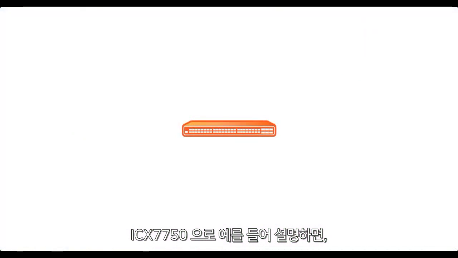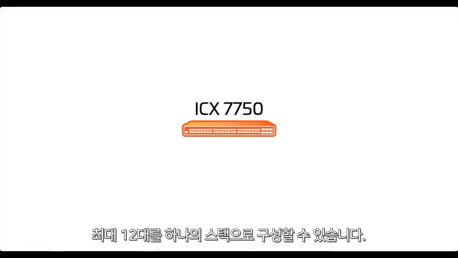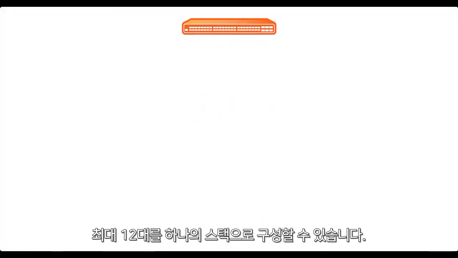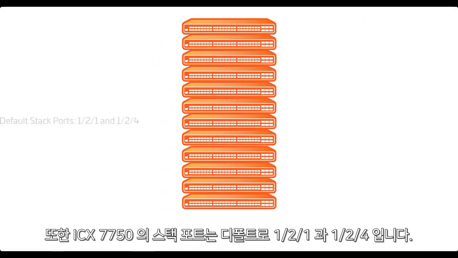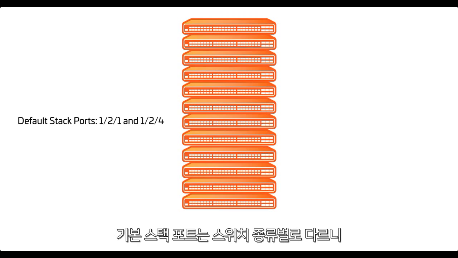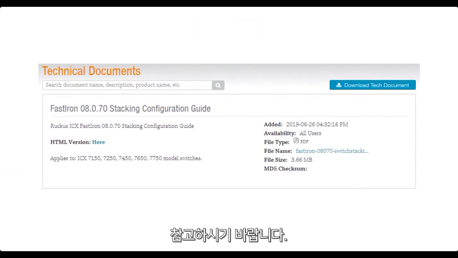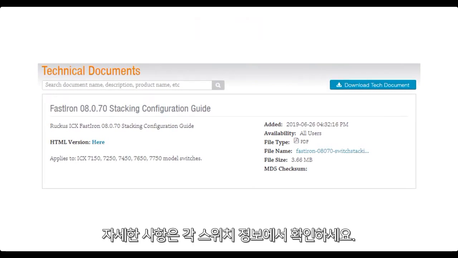Since we are working with 7750s, I'll point out that this product supports up to 12 units per stack. Also, the default stacking ports on the 7750 are Ethernet 1/2/1 and Ethernet 1/2/4. The default stacking ports differ per platform. I recommend you refer to the Ruckus FastIron Stacking Configuration Guide on the support portal for more information on your specific series of ICX.